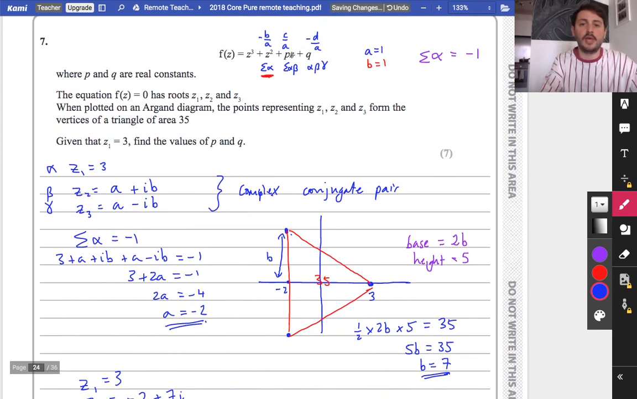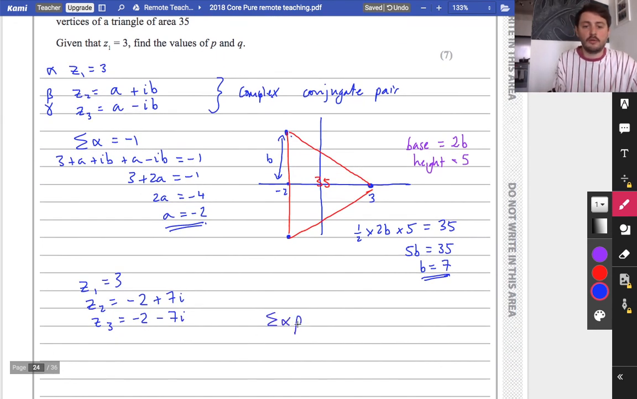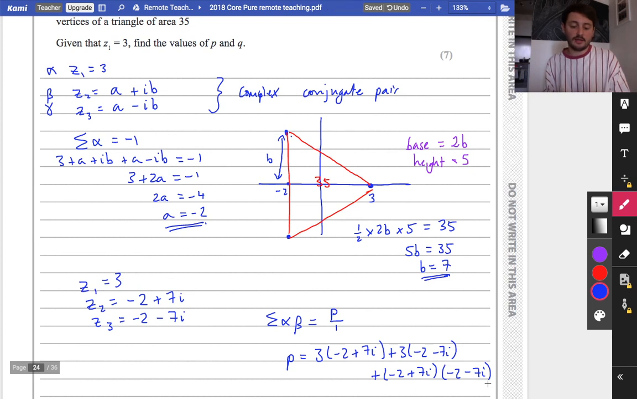And they want us to find out what p and q are. Well, p is c in this case, so the sum of the pairs is going to be p over 1. In other words, p is going to be equal to 3 multiplied by this plus 3 multiplied by this plus this multiplied by this. Now, if you want to, you could store these on your calculator as like A, B, and C, and then you could just do A times B, A times C, and B times C. So that's probably what I'm going to do. I'm just going to say that 3 I'm going to send to A. I'm going to do minus 2 plus 7i, and I'm going to send that to my letter B.